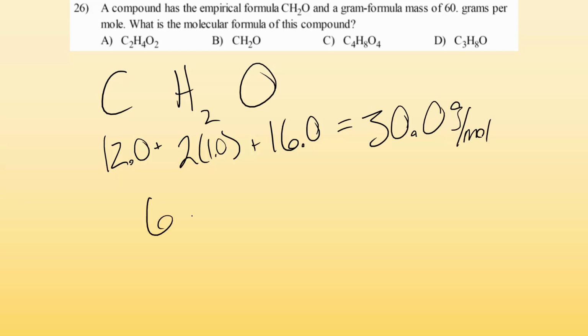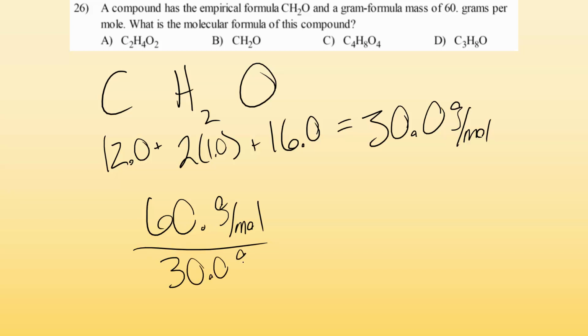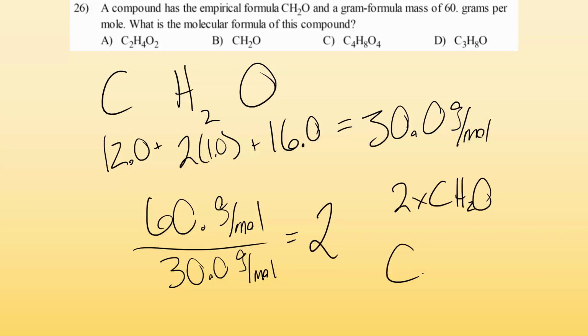It's telling me the whole molecule is 60 grams per mole. Now, if I'm counting by 30s, how many times do I got to do that to get to 60? I just got to do it twice. So I got to do 2 times this CH2O, and I end up with C2H4O2, which is choice A. All right, cool.